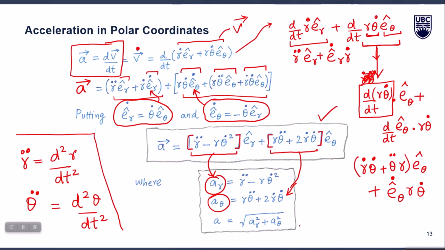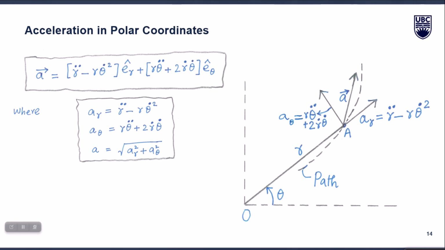And again, the algebraic sign of A sub r and A sub theta will tell you whether that component is in the positive r direction or negative r direction, right? Or positive theta direction or negative theta direction, right? So this is the summary now for acceleration.